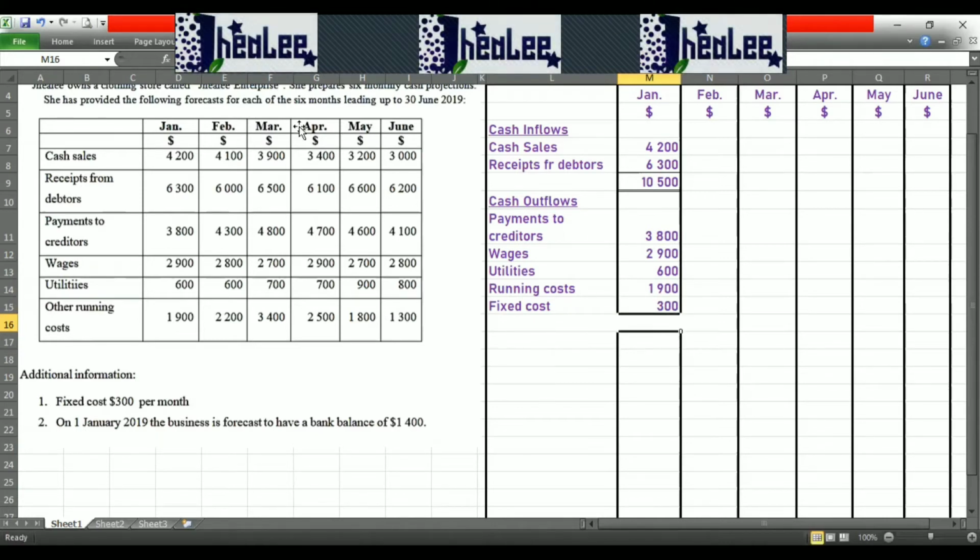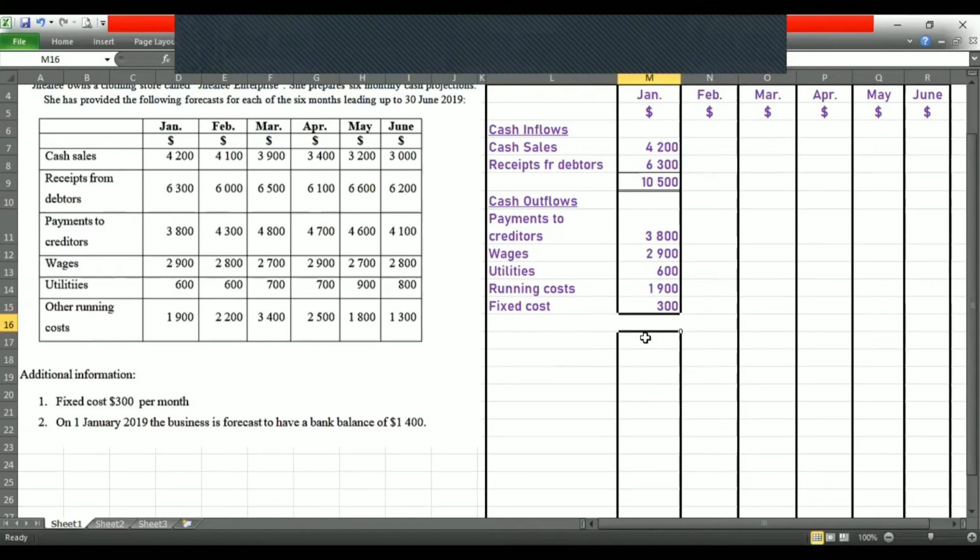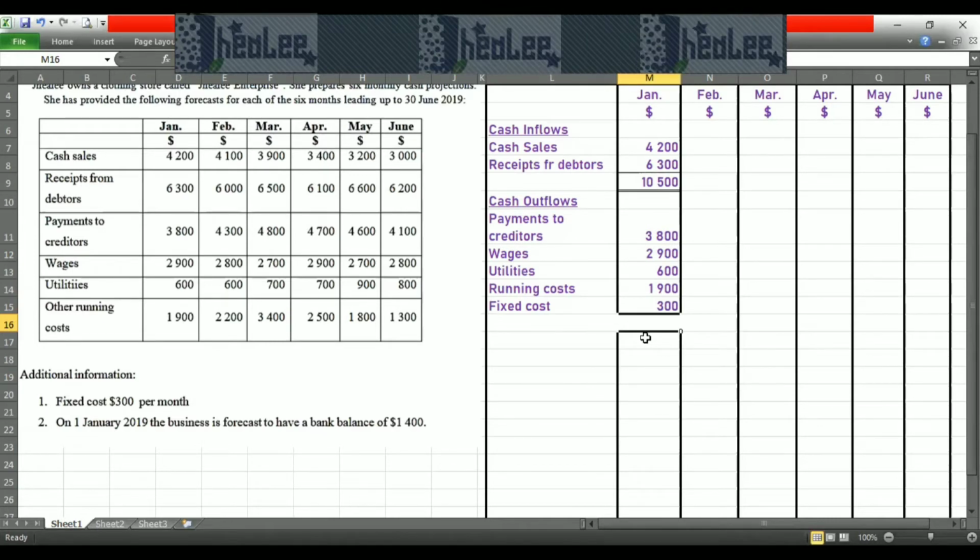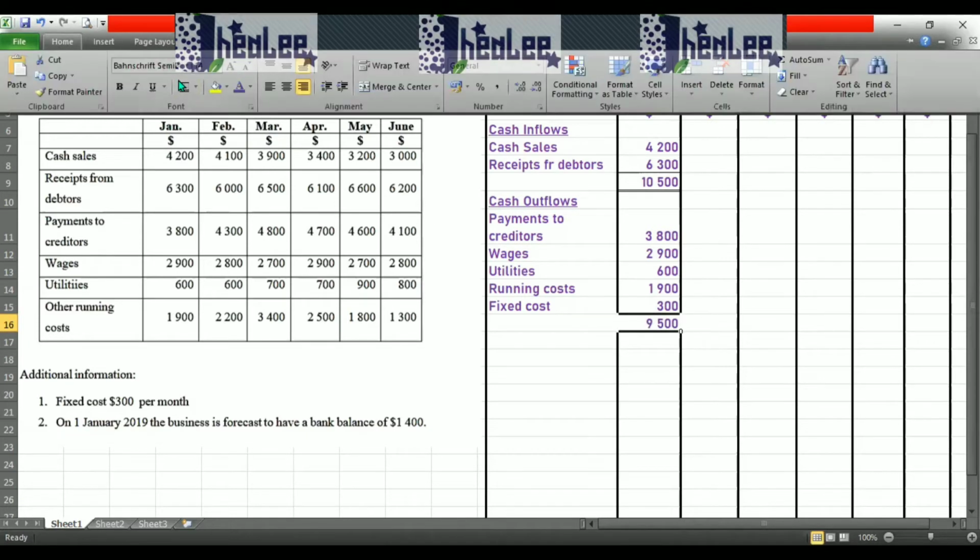Now that we have all our values for the outflows, we're going to total. So that's 3,800 plus 2,900 plus 600 plus 1,900 plus 300. And that gives a total of 9,500. So this is our total outflow.